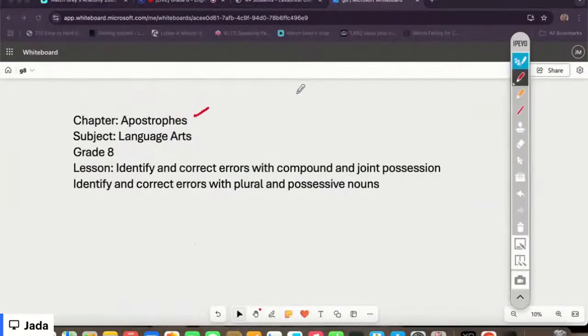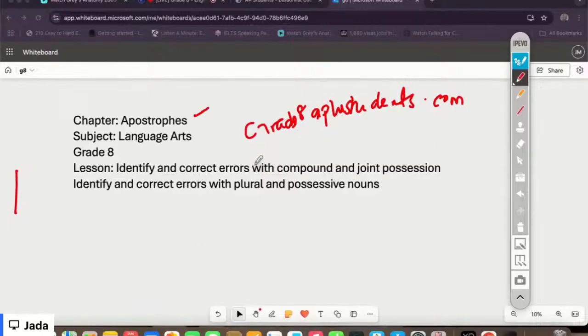Today we will have apostrophes. First, you have to log in using aplusstudent.com. Click on your name, move on to language at grade 8. The chapter's apostrophe lesson will be identify and correct errors with compound and joint possession. Identify and correct errors with plural and possessive nouns.